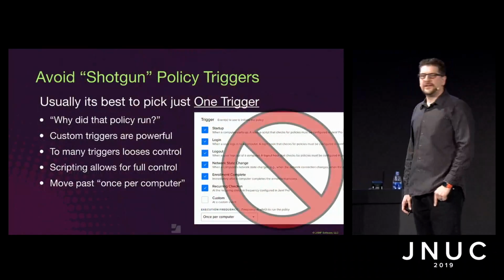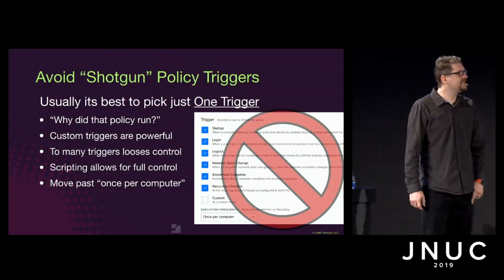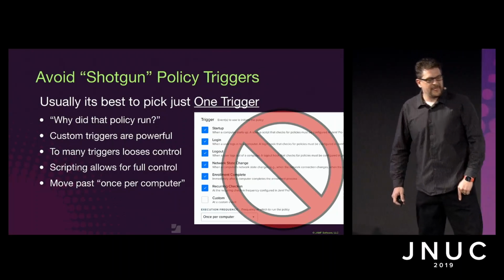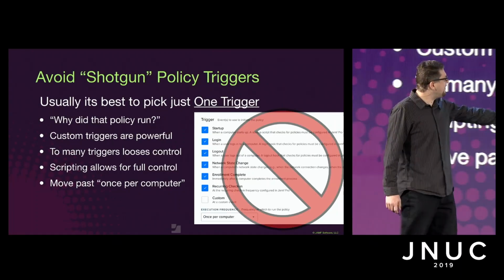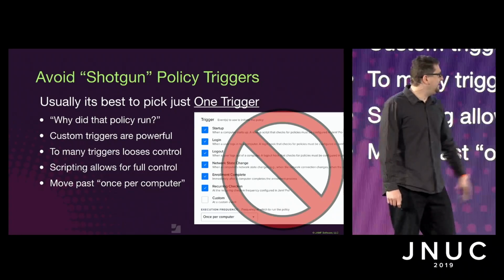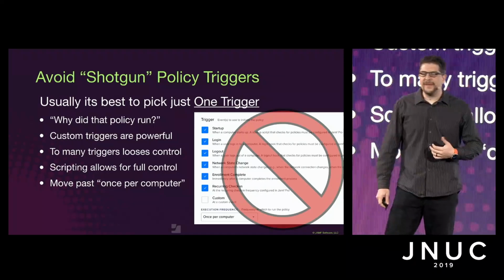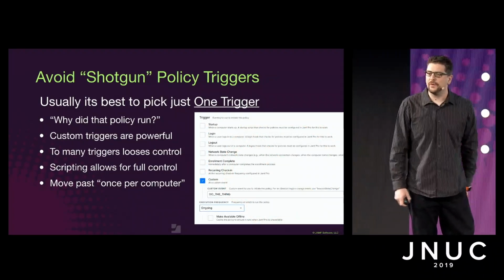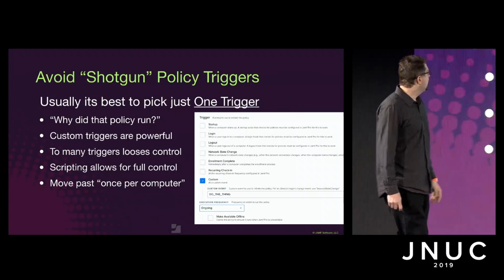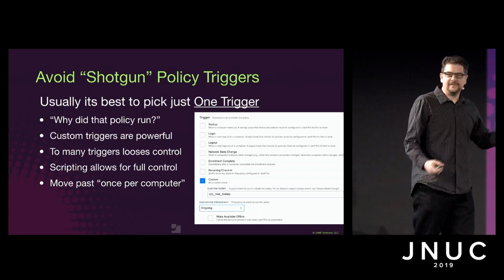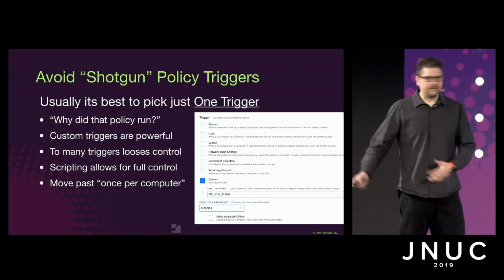Next is the shotgun approach. I don't know if anybody's seen this. Check all the things. And you go, what are you doing that for? Well, you want to make sure it runs, right? And that's true, but at the same time, it's a pain to troubleshoot because you've got to figure out why it's running, when it's running, what caused it to run. You're better off just picking one trigger, usually, right? Be it check-in or the self-service one.